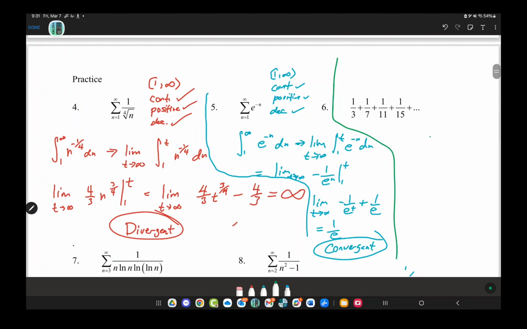What function is this? How can I write this as a sum, n goes from 1 to infinity of what? That's what I already did. On the last one, it doesn't converge to 1/e, we just know it's converging. Yeah.